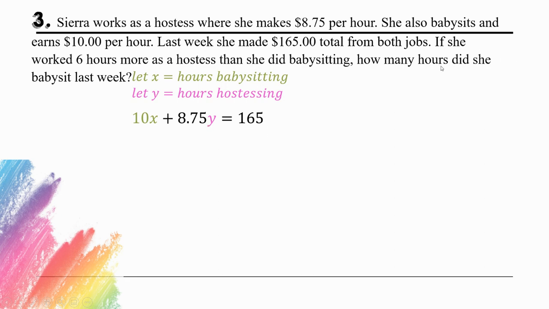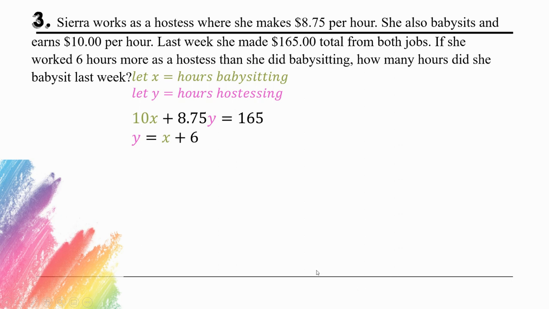The next part is that she worked 6 more hours as a hostess than babysitting. So Y is 6 more hours than X. So to write that, it would be Y equals X plus 6. So if hours hostessing was 6 more, we'd have to add 6 to the babysitting to make them equal.